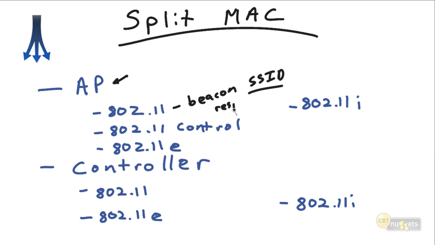And of course, it's going to be handling responses to these probes from clients. From an 802.11 control perspective, it's doing things like acknowledging packets and transmitting information. From an 802.11 perspective, it's doing queuing of traffic. From an 802.11i standpoint, which is the security specifications for wireless, it's doing things like encryption of data. So, the access point isn't all that unintelligent in an enterprise lightweight environment.